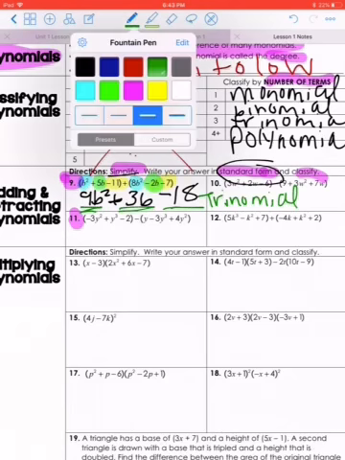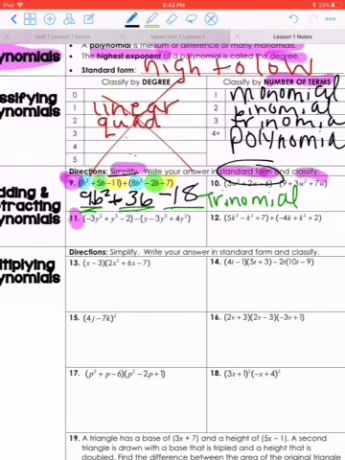Okay, so for 11, just don't forget when you have a negative, you have to distribute it to everything. So I'm going to rewrite that second group as negative y plus 3y to the third minus 4y squared. Okay, the front set of polynomials does not change.